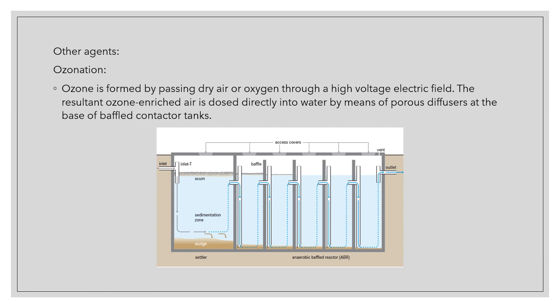So let's go on to talk about ozonation. Ozone is formed by passing dry air or oxygen through a high voltage electric field. The resultant ozone-enriched air is dosed directly into water by means of porous diffusers at the base of baffled contactor tanks. Baffled contactor tanks are shown below. A baffle is just a porous wall, and you don't have to know the detail, you just have to know that ozone is another process of disinfection.